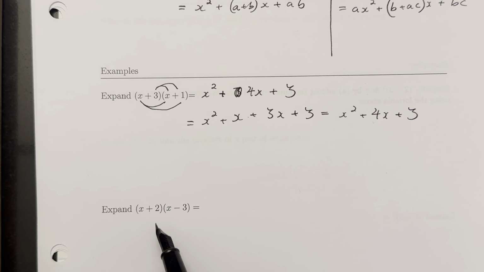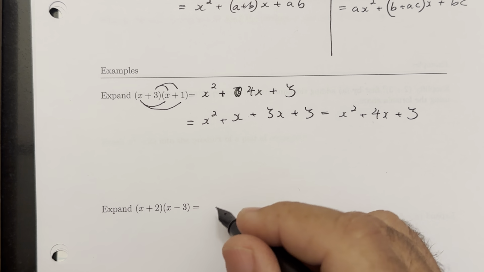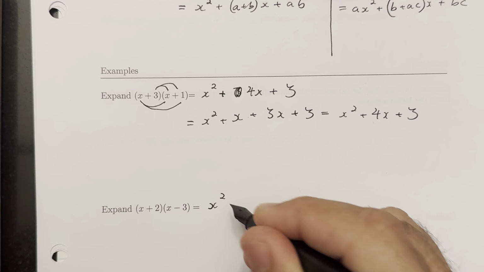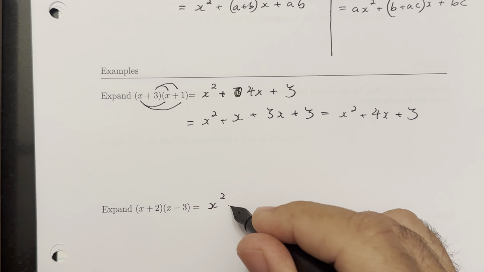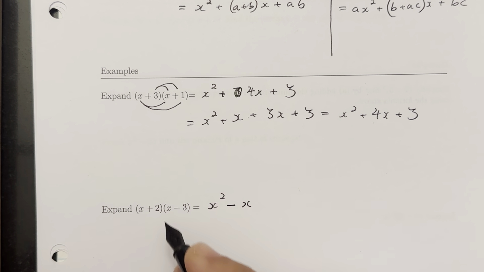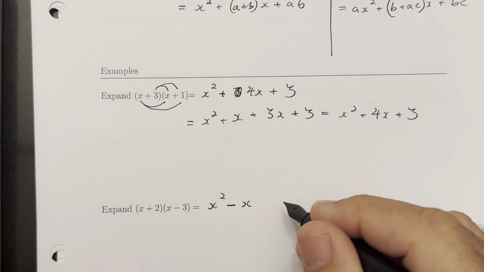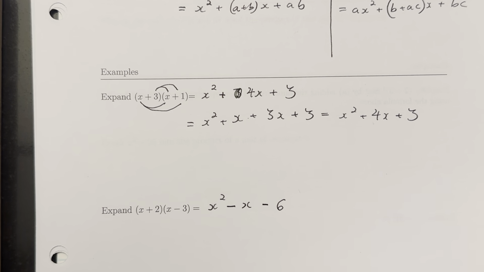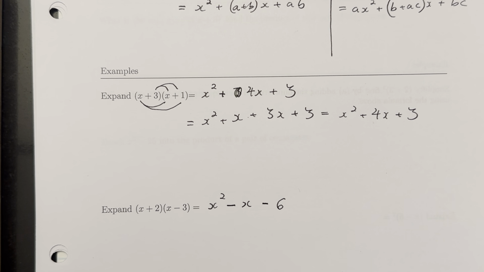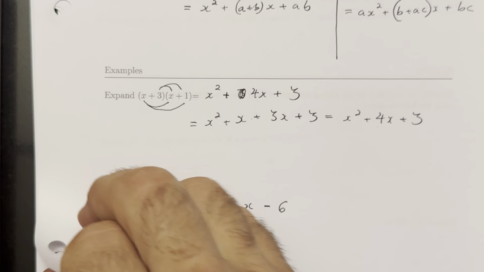All right, so next one, x plus 2 times x minus 3. So again, you just do x squared, and then we would add these two together, so that's a negative x, and then multiply them together, and that would be a negative 6. Right, pretty straightforward when you do it that way. All right, moving on.